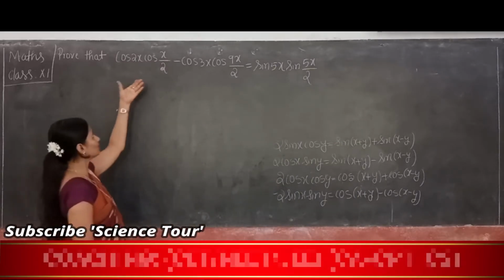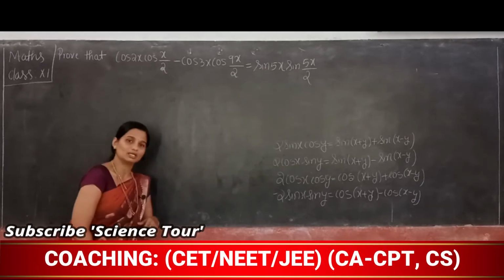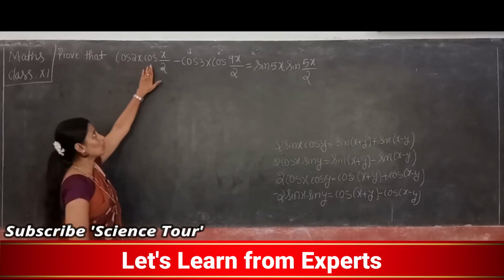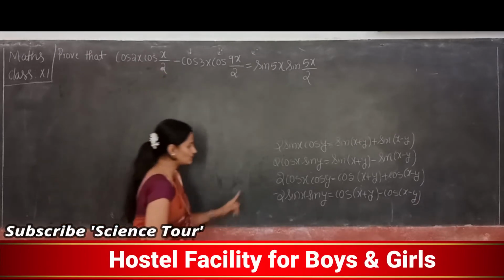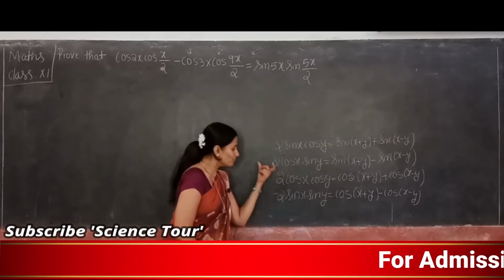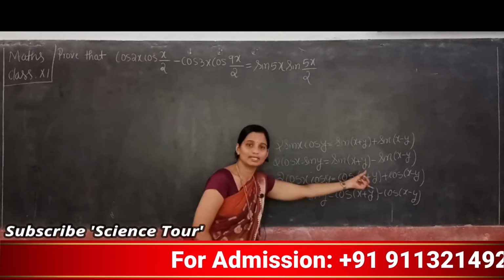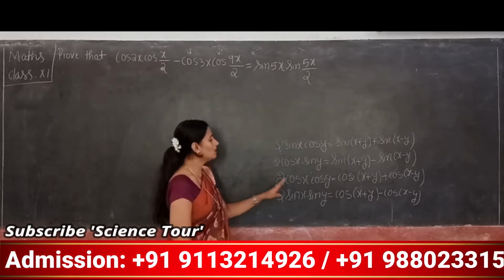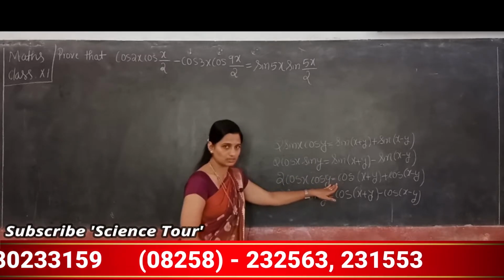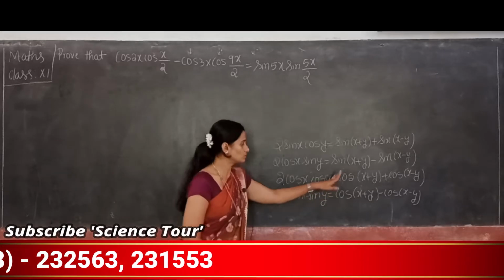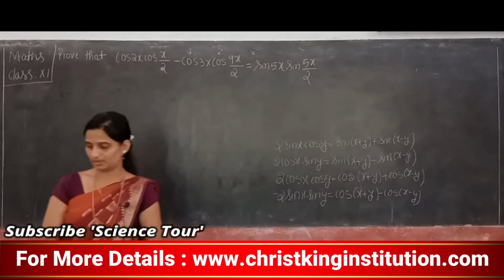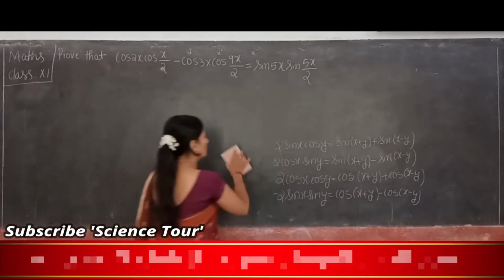Now, can you compare the given question with this one? Yes, you can compare. See, cos 2x into cos x/2, so it is cos x into cos y. The extra 2, that 2 we can take to that side. So which formula can we use here? This formula, that is 2 cos x cos y, the formula is cos(x+y) plus cos(x-y). So now we will apply this.